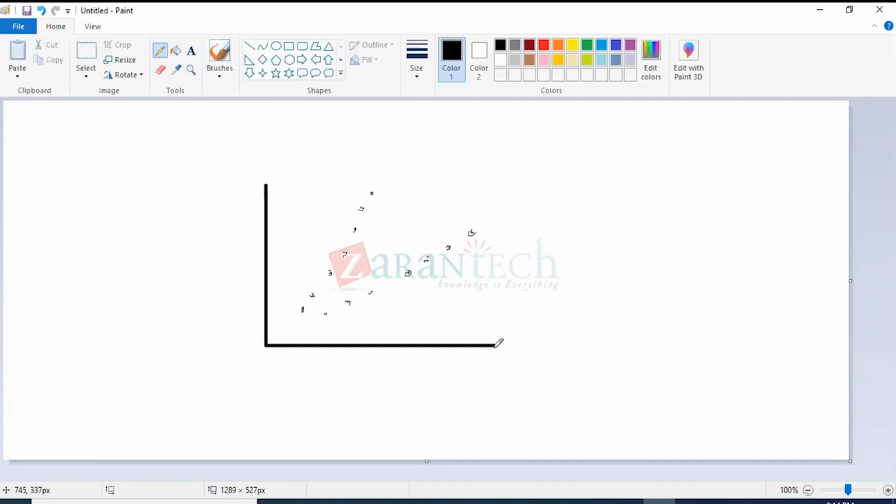So let's say I have a data set X and Y, and these are my data points. I want to build a linear regression model on it. So where will you draw the best fit line for this data set?